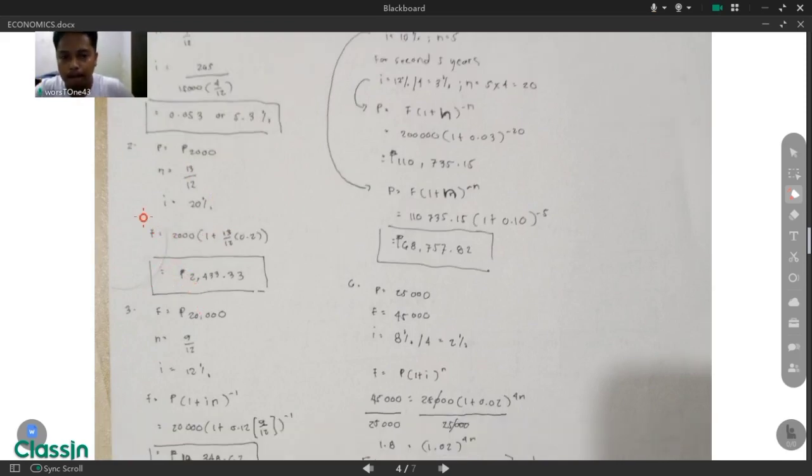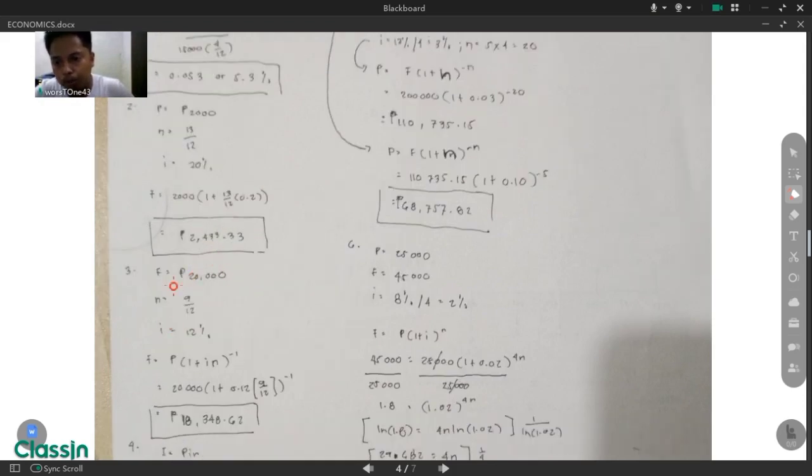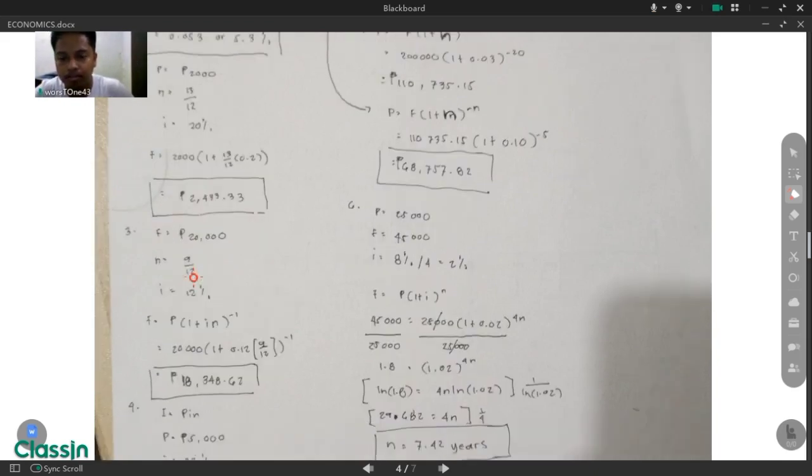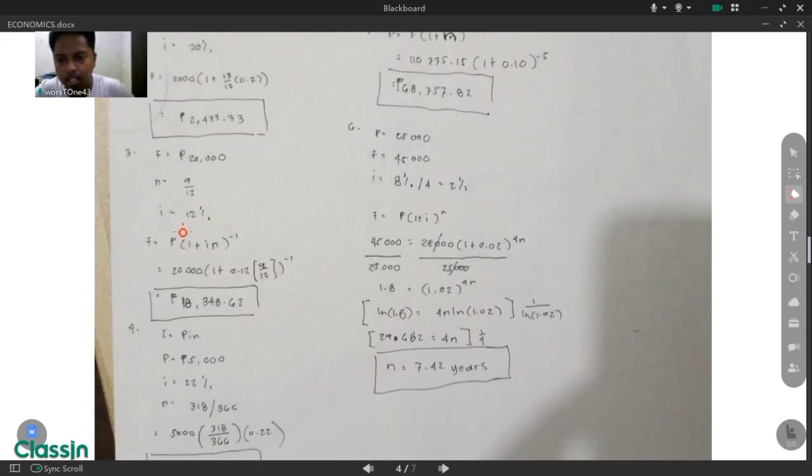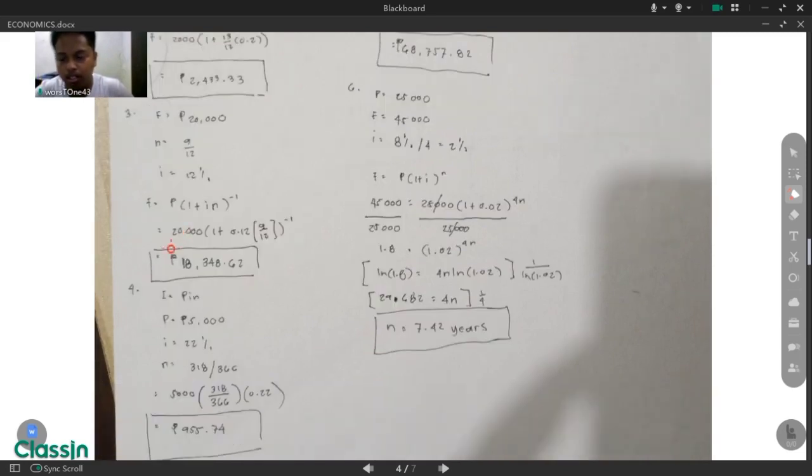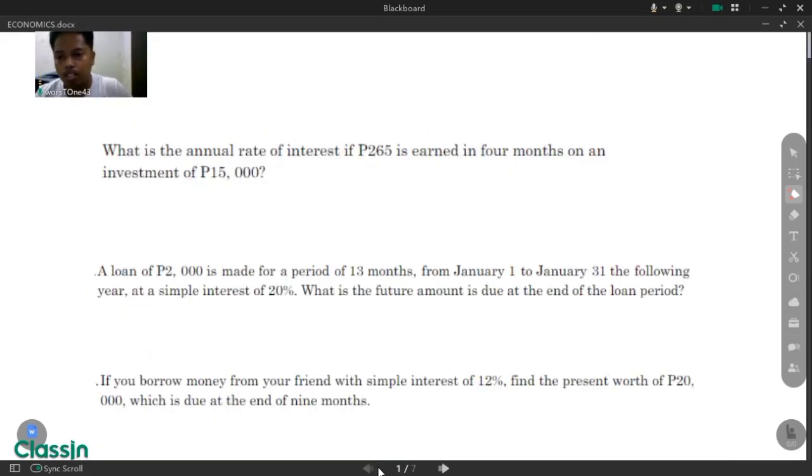Following the formula, F equals P times 1 plus in, we have 2,000, which is our P, times 1 plus i, which is 0.2, and n, which is 13 over 12. So we have 2,433.33 as our future value. Next is number 3, so going back to the given.